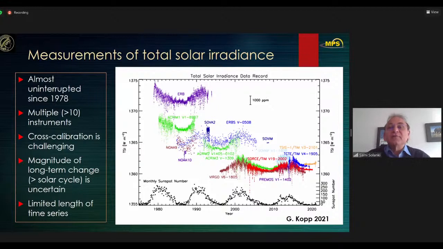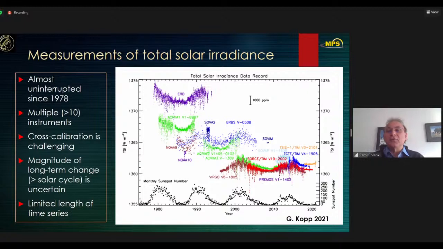Measurements of solar irradiance with sufficient accuracy to actually see reliably changes in it started in 1978. You have to go to space to do that because the variations, especially in total solar irradiance, that means integrated over all wavelengths, are small, about 0.1% or so. You see the chart over here, where in color are measurements by different instruments as a function of time. Year is at the bottom, and at the bottom, the black dots are sunspot number for the same period of time. You see the solar cycle there.